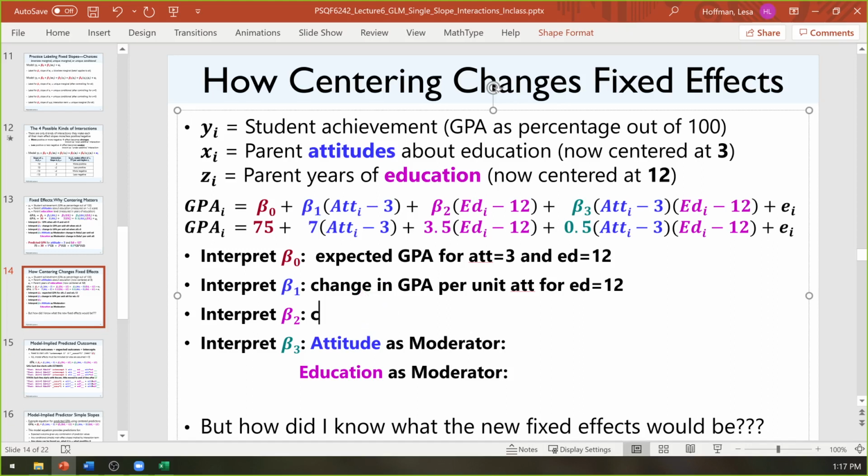Beta 2, I'll start you off. Change in GPA per unit. Which slope is this? This is Ed 4. Attitude equals 3. Yes! We're cracking the code. And this used to be a coefficient of 2. Now it's 3.5. Last but not least, the interaction term is exactly the same as it was before, even though both predictors are centered differently than before.